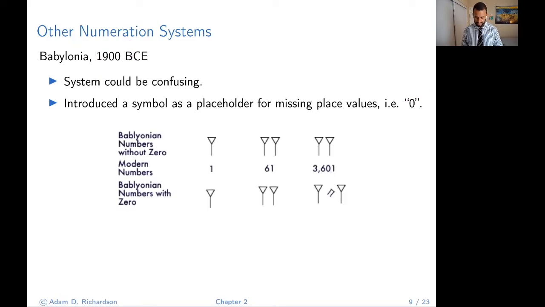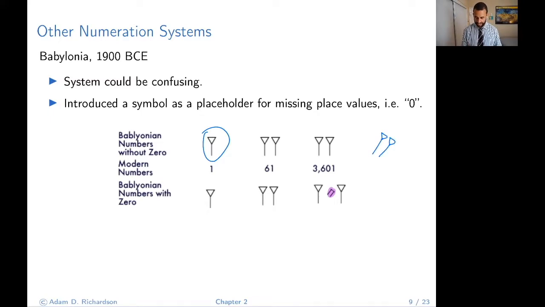And what they would do is this. So here's a perfect example. This symbol right here is what they came up with for the placeholder 0. And it was essentially this symbol right here, tilted on its side. So it looks like this.